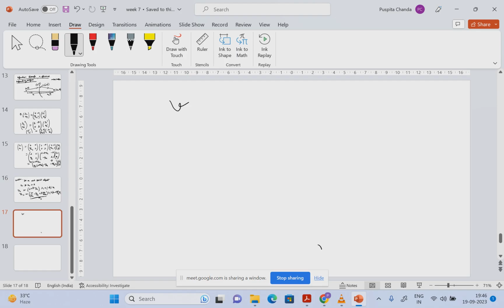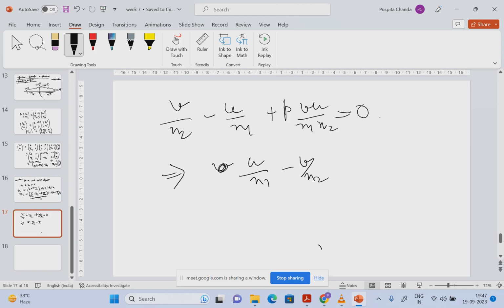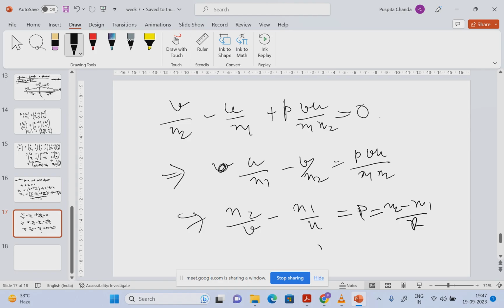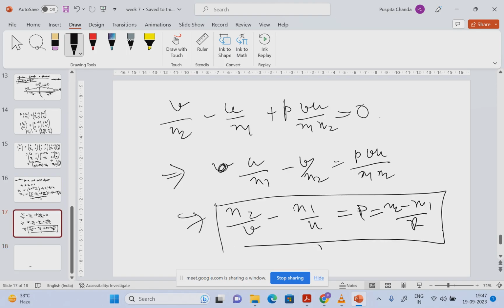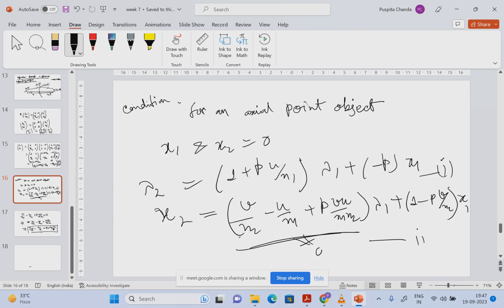So v n2 minus u n1 equal to p v u n1 n2 is equal to 0. So from this we can write n2 by v minus n1 by u equal to p, which is n2 minus n1 by r. So we know this equation. Now the equation will become for the axial point. So this is equation 1, this is equation 2.